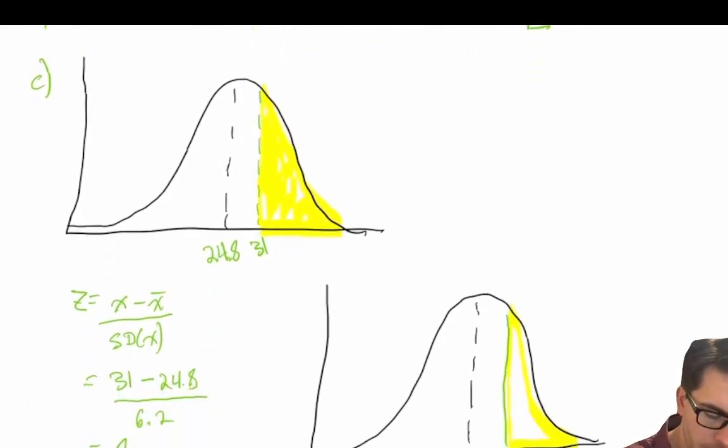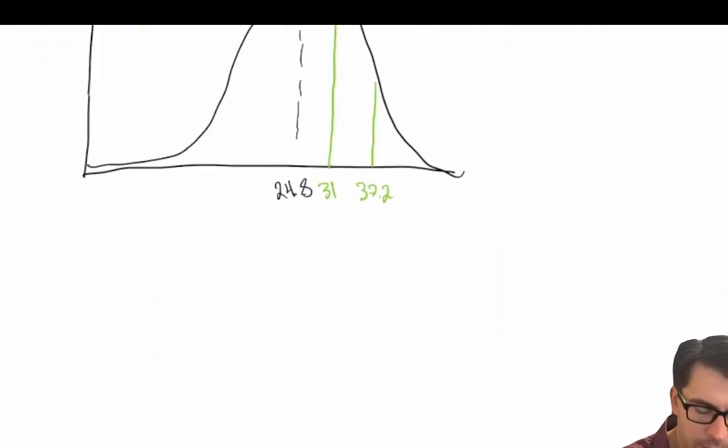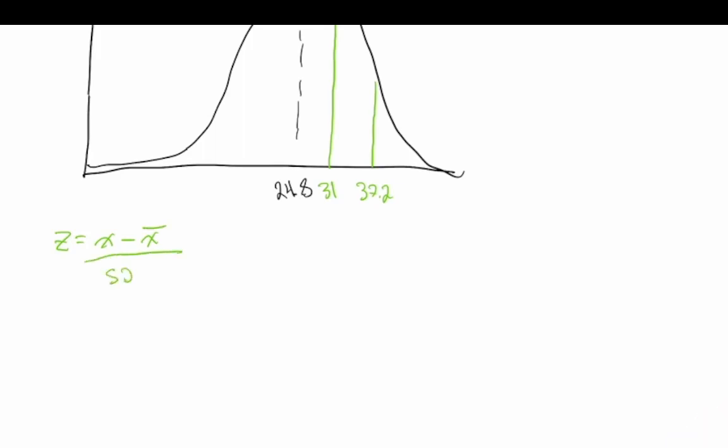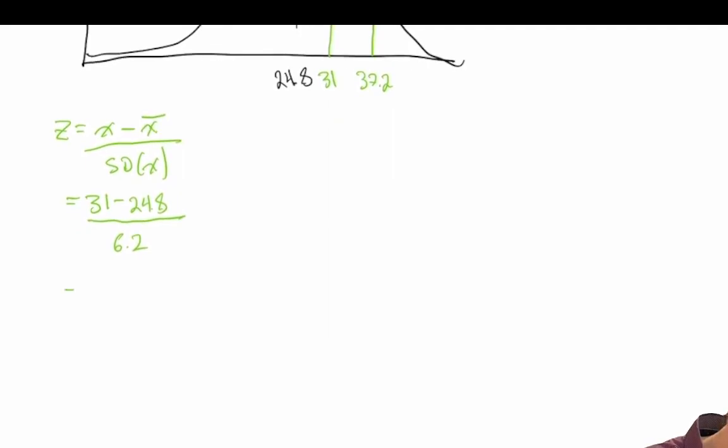So there is a short way where you could use the knowledge that it's symmetrical in the 68, 95, 99.7 rule. But let's go ahead and do it a bit of a longer way. So let's go ahead and calculate z-scores for each one of these values. So we already know that z is equal to the observed value of x minus the expected value of x divided by the standard deviation of x. So 31 minus 24.8 divided by 6.2. This gives us a z-score of 1, as we've already identified.